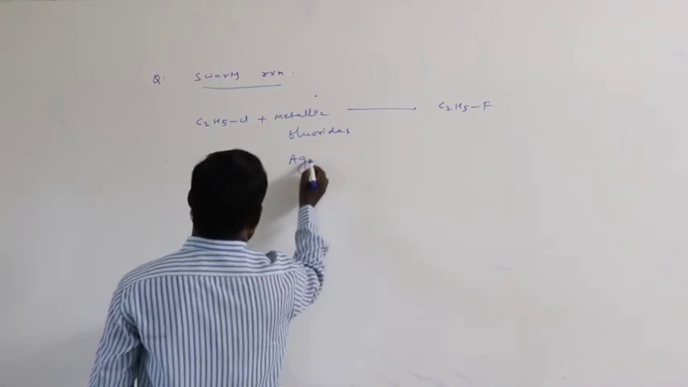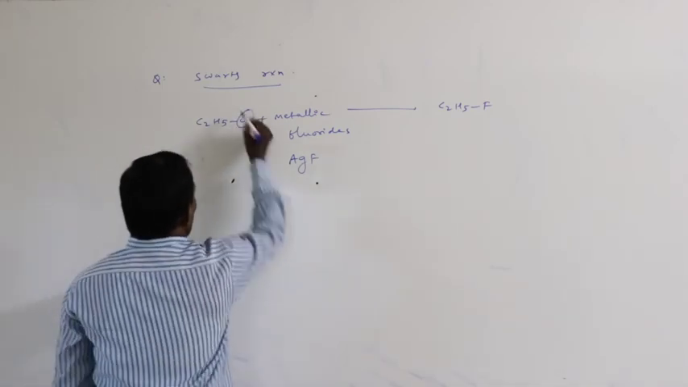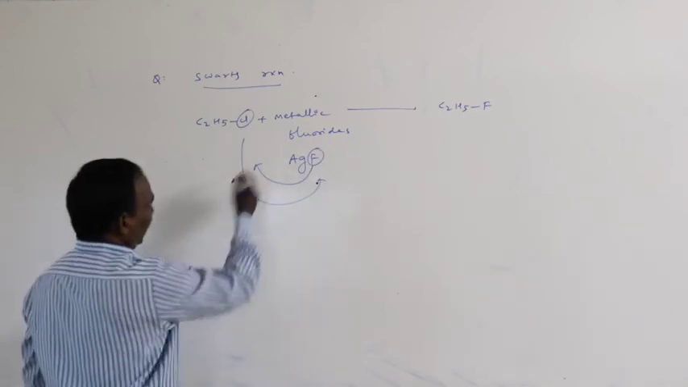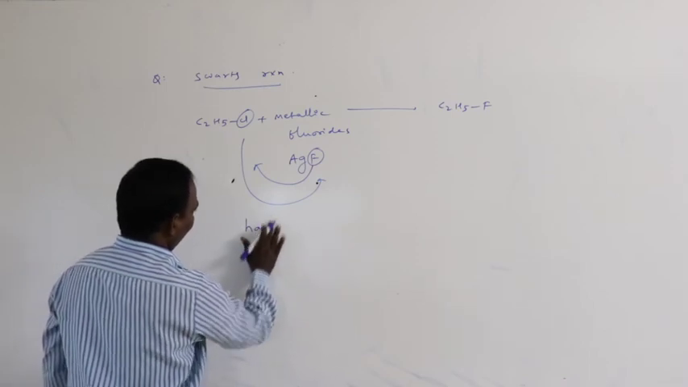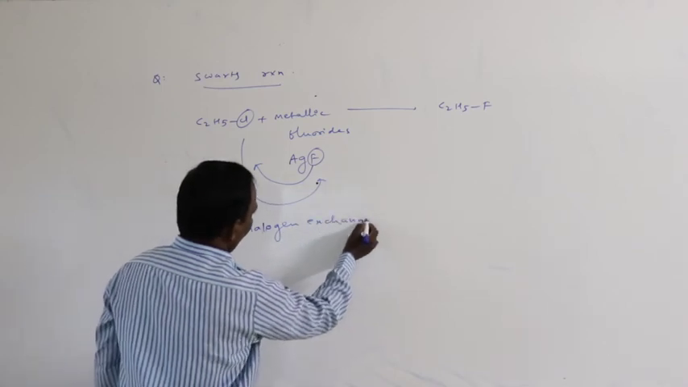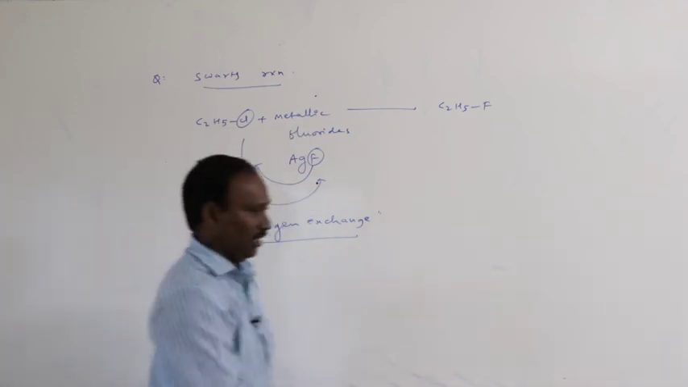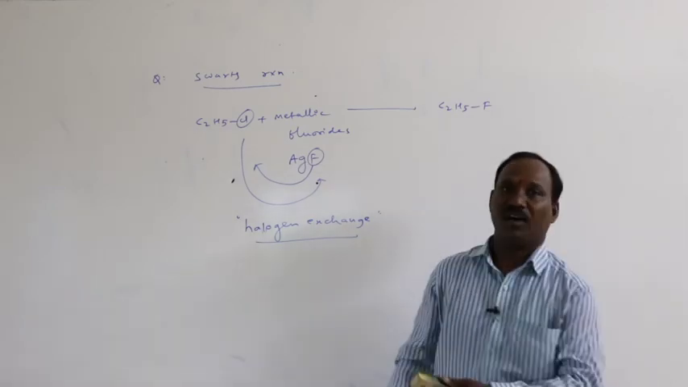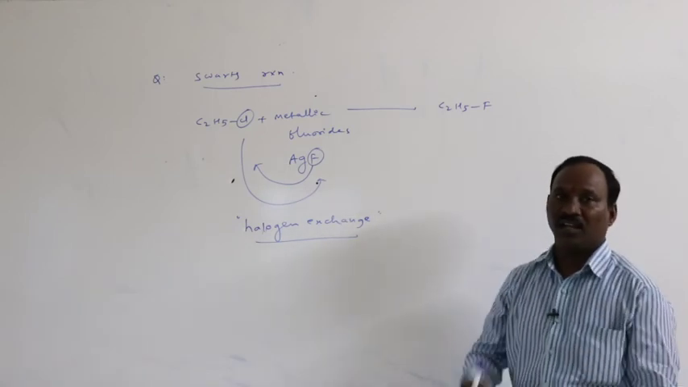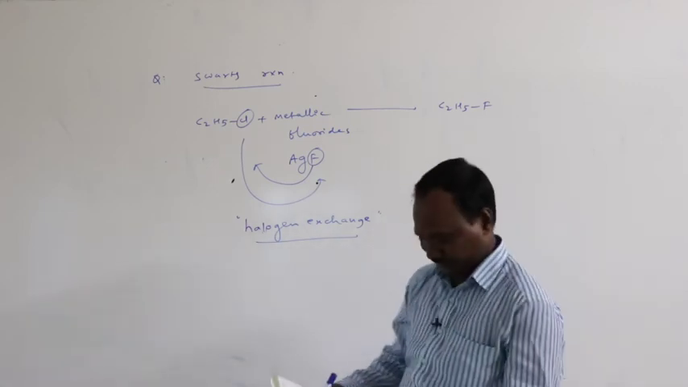Okay, AgF, silver fluoride, chlorine and fluorine exchange. Okay, halogen exchange reaction. This is the Swarts reaction. Especially it is used in the preparation of alkyl fluorides. Alkyl fluorides preparation, Swarts reaction. Alkyl iodides preparation, Finkelstein reaction. Okay, this is the Swarts reaction.